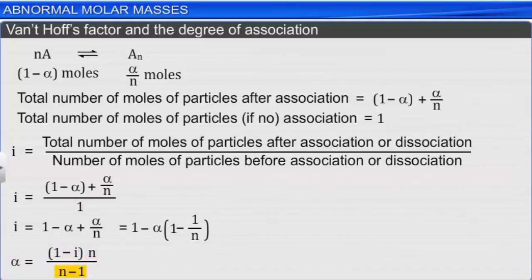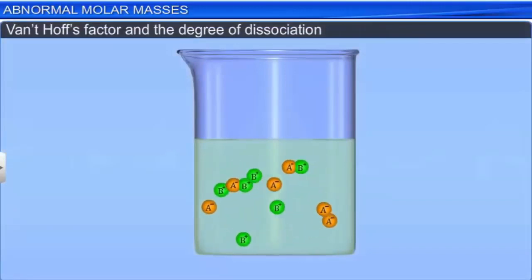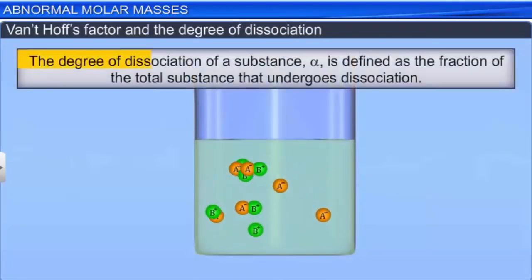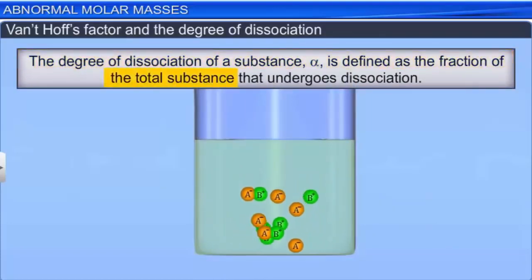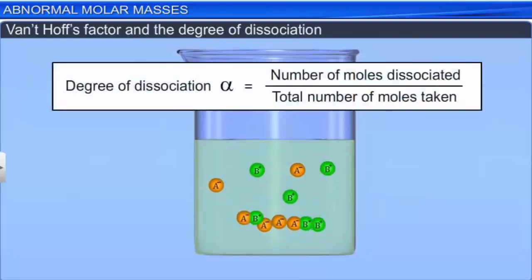Thus, if the value of n and Van 't Hoff factor i is known, then the degree of association, alpha, can be calculated. On the same lines, let us now derive a relation between Van 't Hoff's factor i and degree of dissociation, alpha. The degree of dissociation of a substance, alpha, is defined as the fraction of the total substance that undergoes dissociation. That is, alpha is equal to the number of moles dissociated divided by the total number of moles taken.